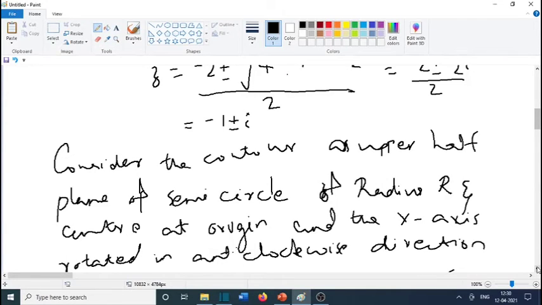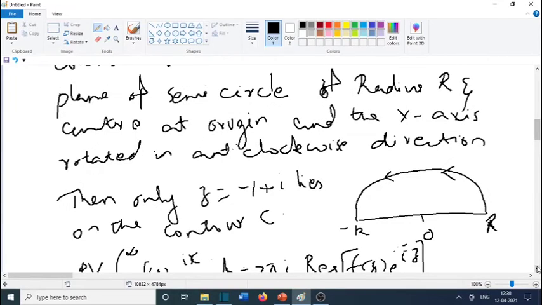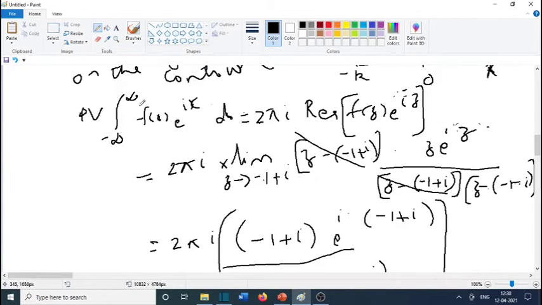Consider the contour as the upper half plane semicircle of radius r with center at the origin and the x-axis, traversed in the anti-clockwise direction. So this is the contour. Then z equal to minus 1 plus i will be somewhere here. This lies inside the contour C. Therefore, the principal value of the integral from minus infinity to infinity of f of x e raised to ix dx is equal to 2 pi i into the sum of the residues of f of z e raised to iz.